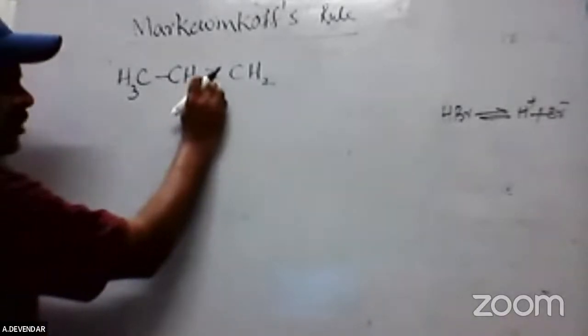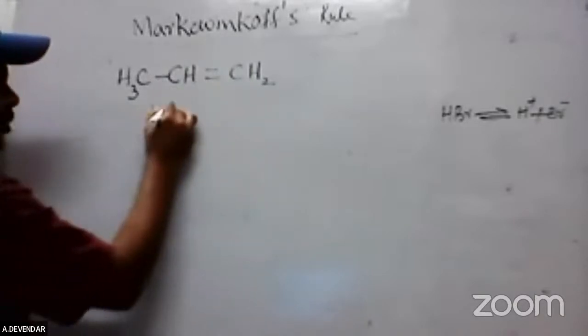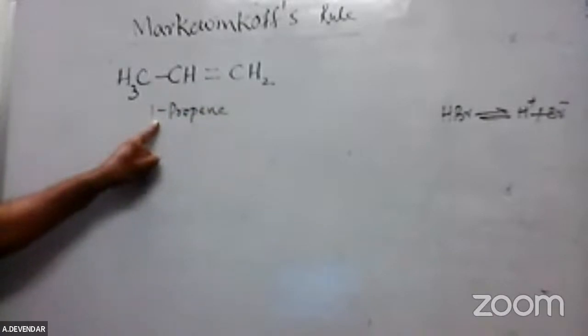What is the name of this compound? The functional group ene is there, at the first position. It is 1-propene. Ene is positioned at the first position.